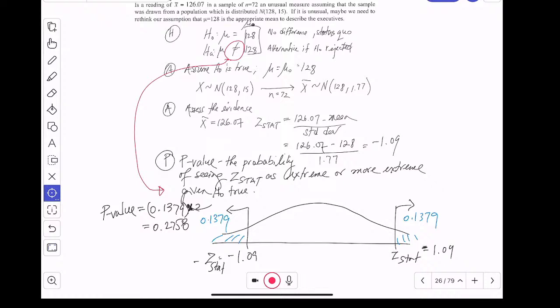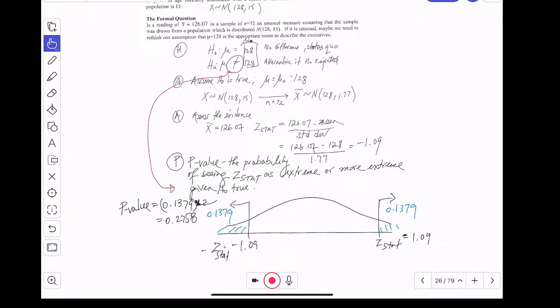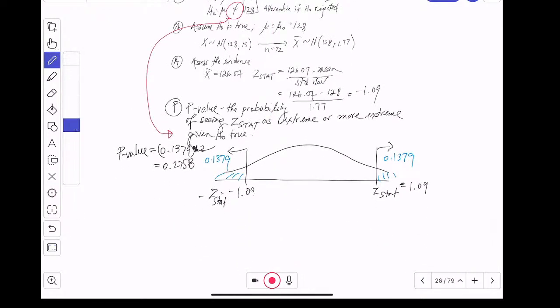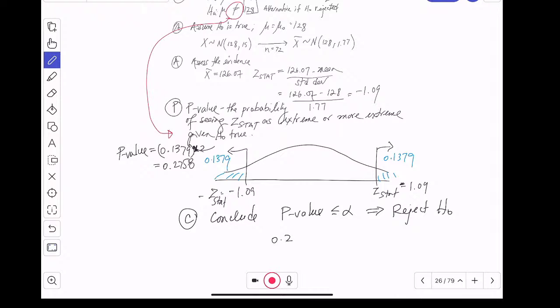So it's not unusual that we have a mean that's 1 standard deviation away from 128 systolic blood pressure. It's not strange. There's nothing unusual. It's a 28% chance, and we specified that things will be unusual only if it's less than 5% likely, and we saw it. In this case, we're going to conclude that 0.2758 is not smaller than 0.05, so we fail to reject H naught.